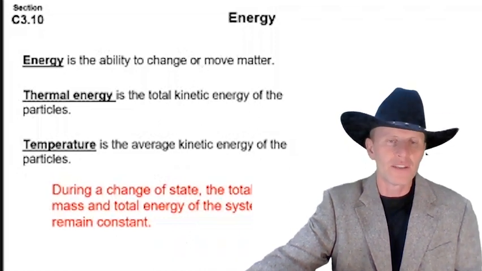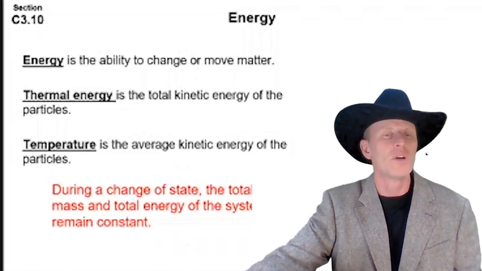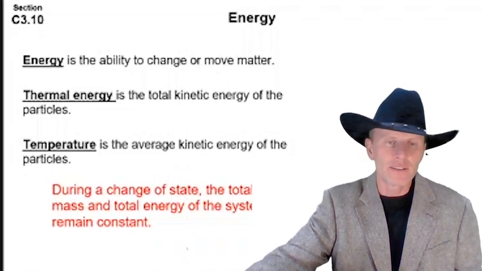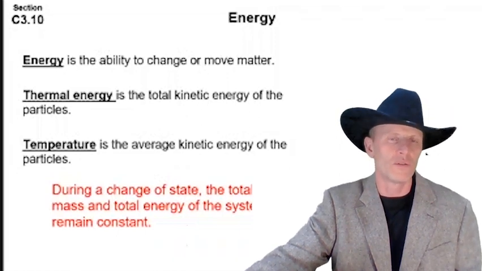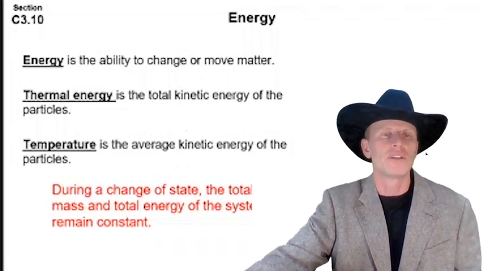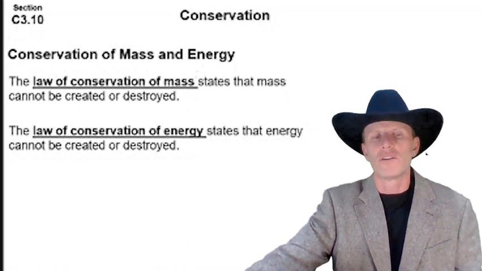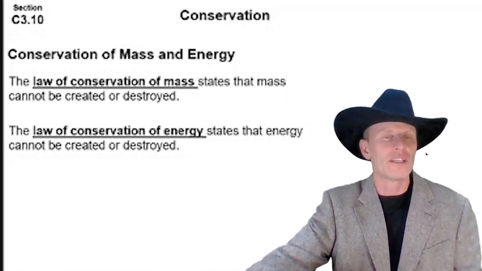Now, during a change in state, we understand that the total mass and the total energy of the system remains constant. So we have a pan of water. When it evaporates, then we still have just the same number of H2O molecules as we did when we started. And that's what we call the conservation of mass and energy. The law of conservation of mass states that mass cannot be created or destroyed, and the law of conservation of energy is a very similar definition.